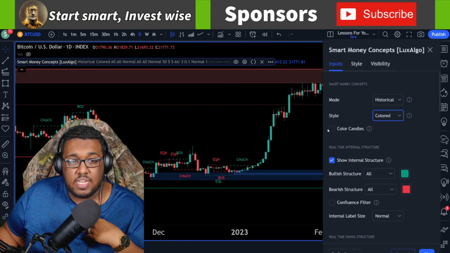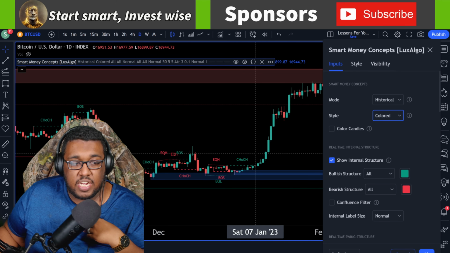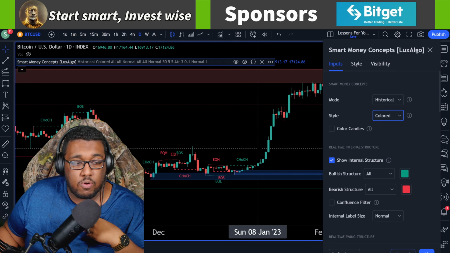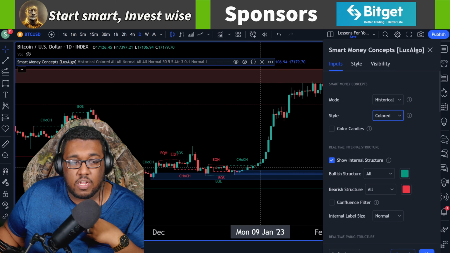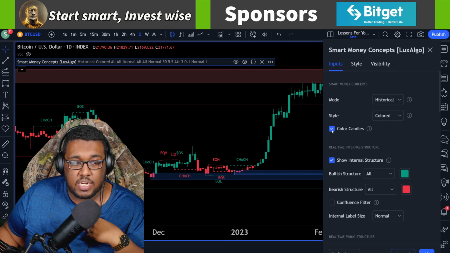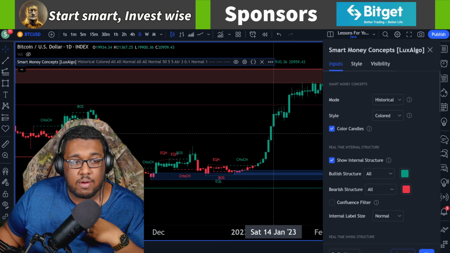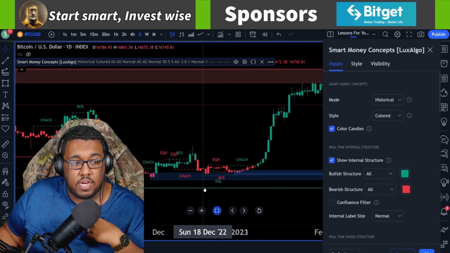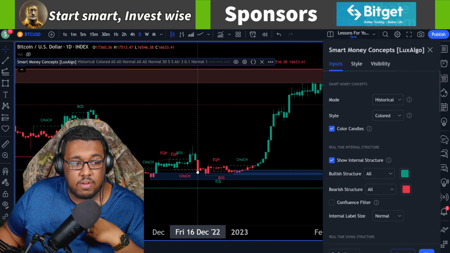Afterwards, you're going to be looking at color candles. If you use this, check this box. Basically, whenever it shows you a change of character or a bullish sign or a bearish sign, it'll actually change the colors of the candles to reflect that change. So if I were to change that to check mark, you see we had a change of character and you see how the candles actually turned green, and that was a good signal right there. On the other hand here, we had a change of character right there, a sell signal.